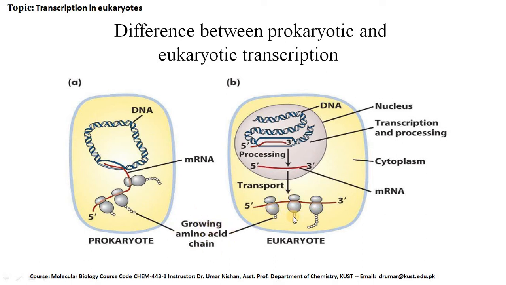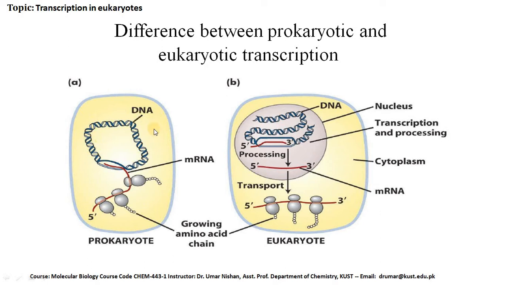You can see here about this round structure. These represent amino acids. This is the process of translation. So you see that here, the process of transcription takes place inside the nucleus. It is processed and then transported out of the nucleus to the cytoplasm, where the process of translation takes place.